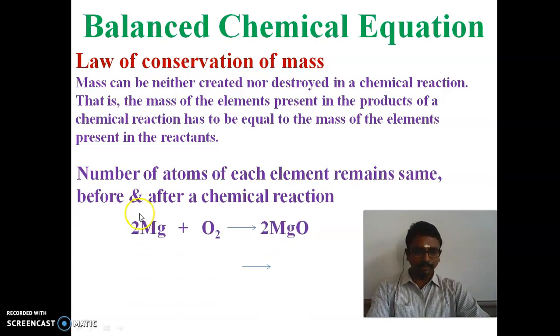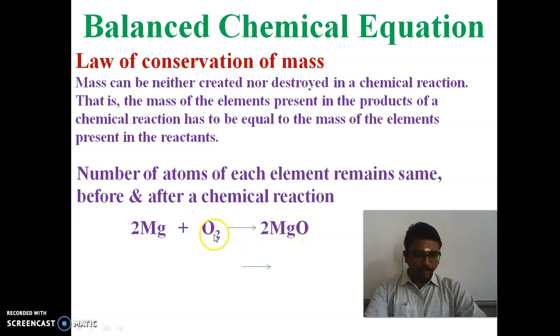So this is the example: Mg, magnesium, plus oxygen, O2. What does it form? It forms magnesium oxide, MgO. Here the magnesium contains how many atoms? 2. The magnesium contains 2 atoms. Here also, magnesium contains how many atoms? 2.